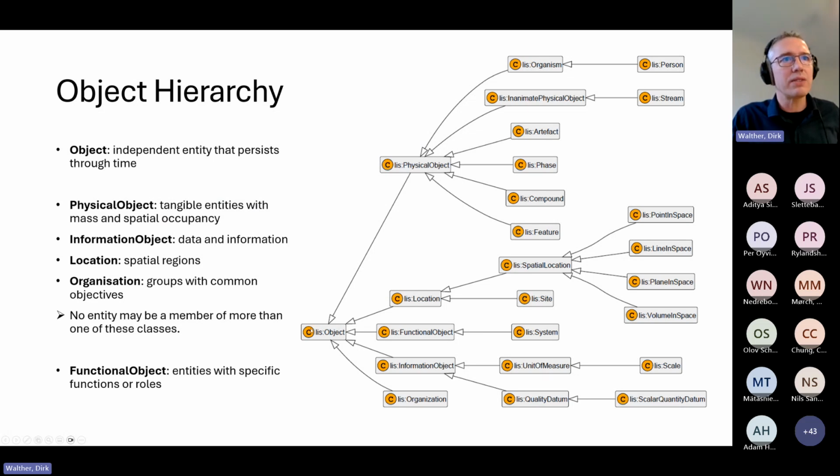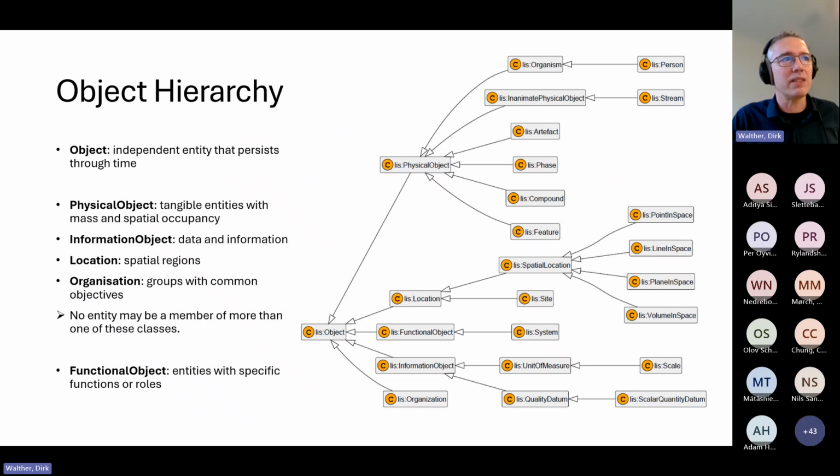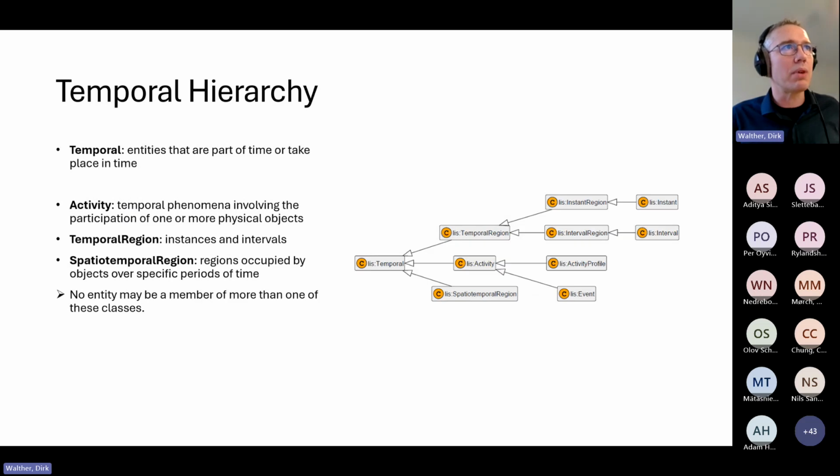And when two classes are forced to be disjoint, then we obtain yet another column. Yes, and that means no term can be in two columns at the same time, or in two classes at the same time, when they are disjoint. Okay. The same holds for the dependent hierarchy and the temporal hierarchy. I will just jump over these for now for the sake of time.